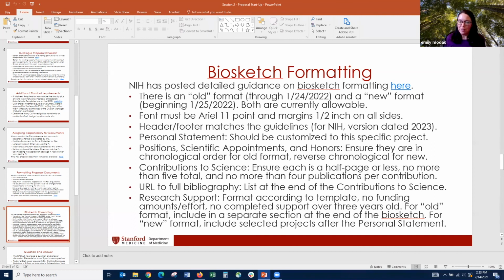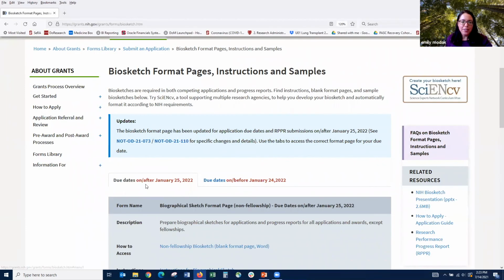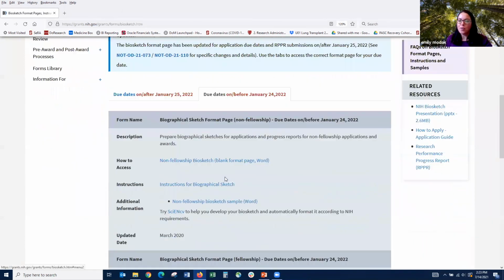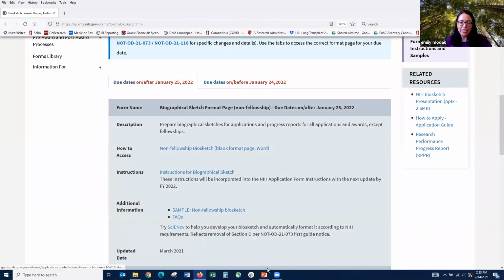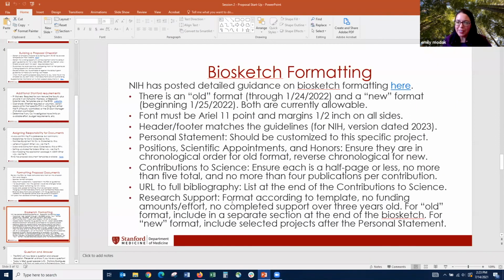So I just wanted to make you familiar, first of all, and if you look on the formatting website, it says due dates on or after January 25th, use these, and then due dates before, there's a whole different set. So I want to call your attention to that first thing. We're going to be practicing this in the breakout sessions, doing some biosketch reformatting. We have a new version and an old version, so we'll be doing both.